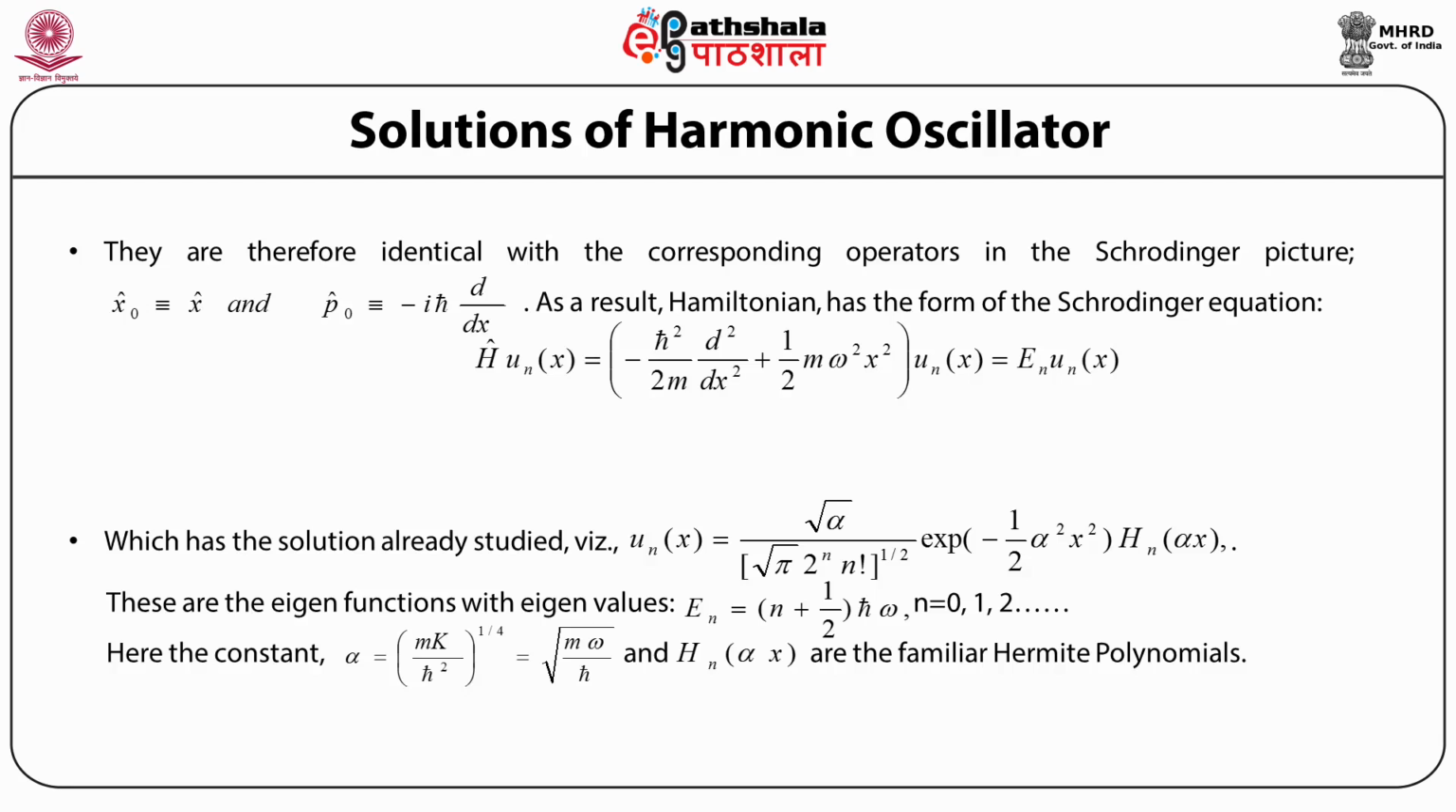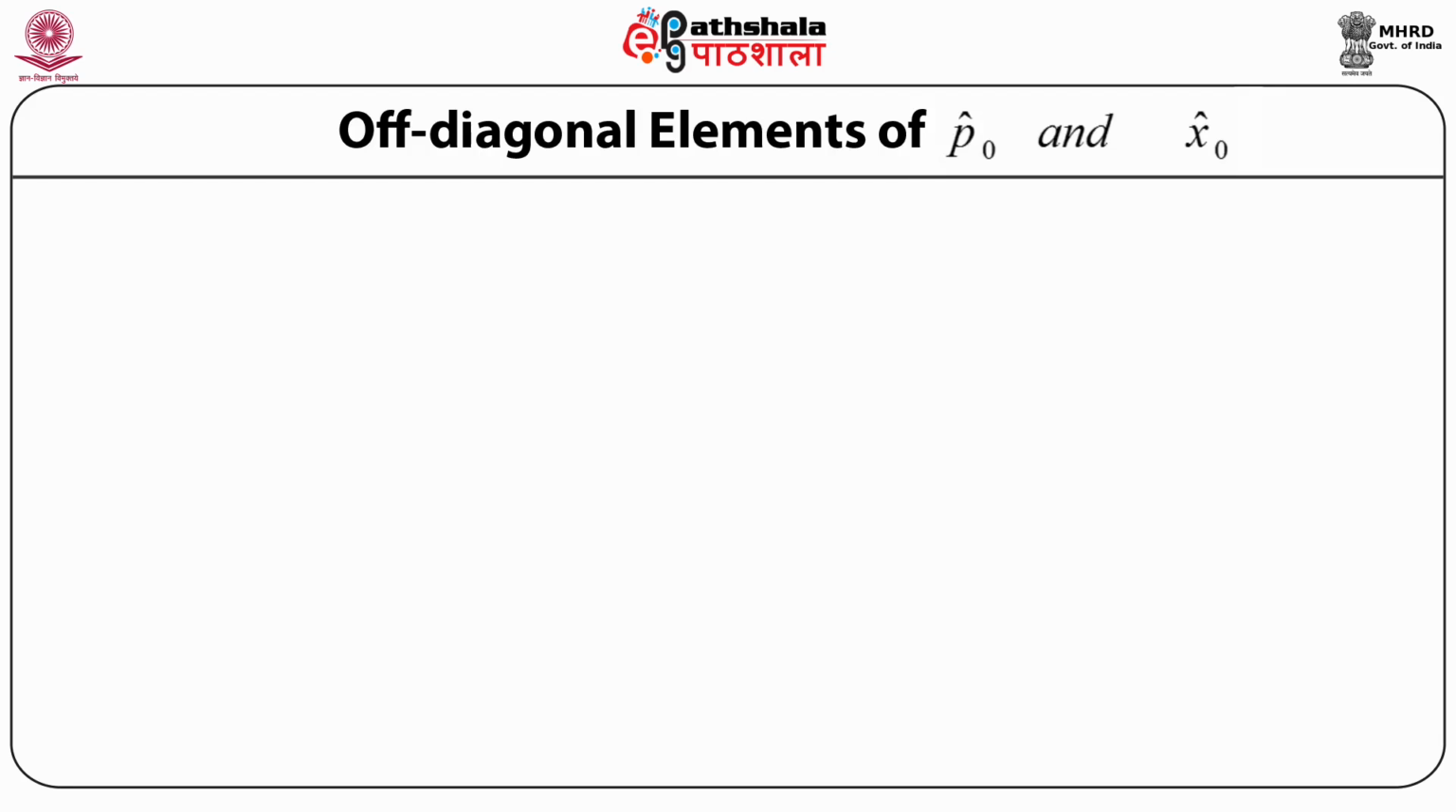Here E_n are the energy eigenvalues corresponding to the eigenfunctions u_n(x), where alpha is a constant and is defined as m times k upon h cross square, whole to the power 1 by 4, and this can be simplified to give alpha is equal to under the root m times angular frequency upon h cross, and H_n(alpha x) are the Hermite polynomials of diagonal elements of operator P0 and operator X0.